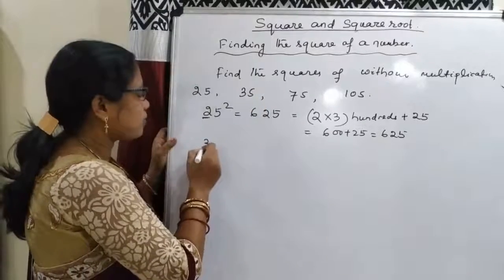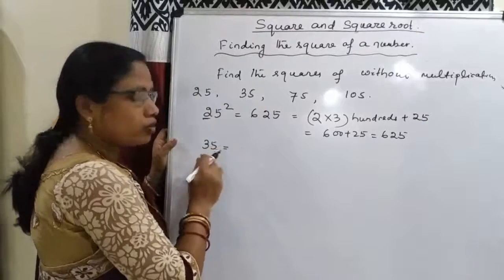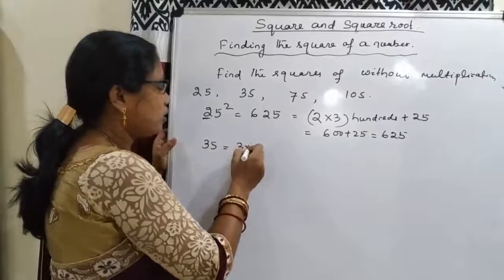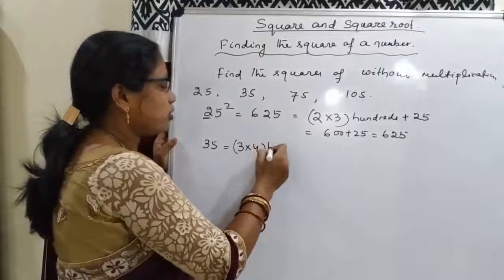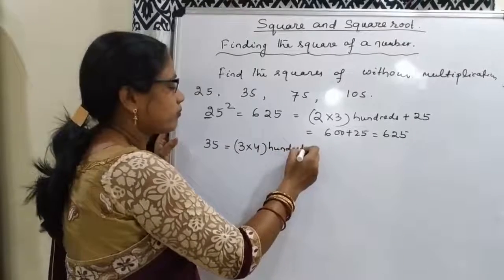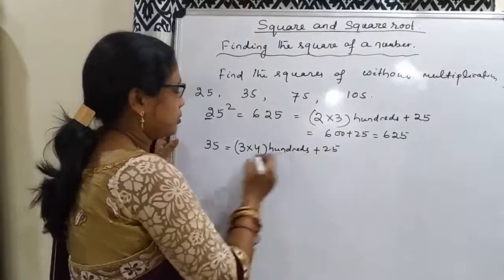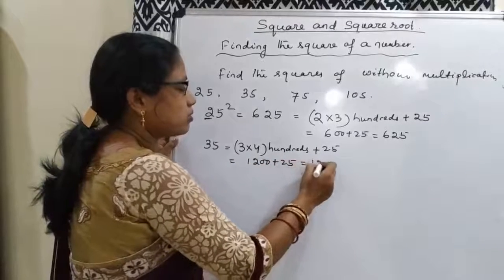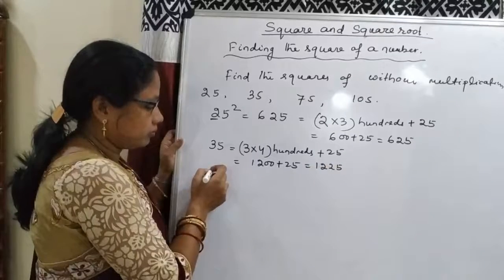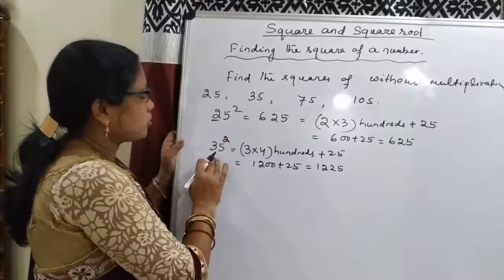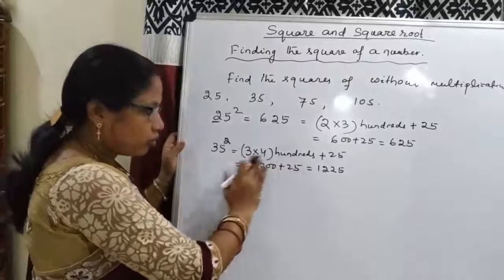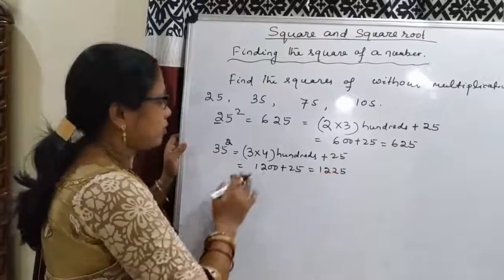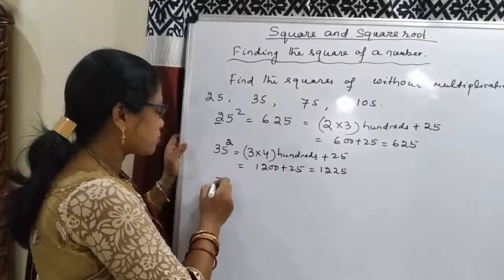In the case of 35, we have to find this without multiplication. So 3 into the next number, that is 4 hundreds, plus 25. So this is equal to 1200 plus 25, which is equal to 1225. So this is 35 square. So 35 square can be obtained without multiplication by following this process. So this is 1225.